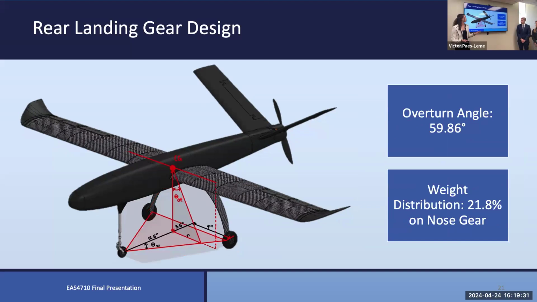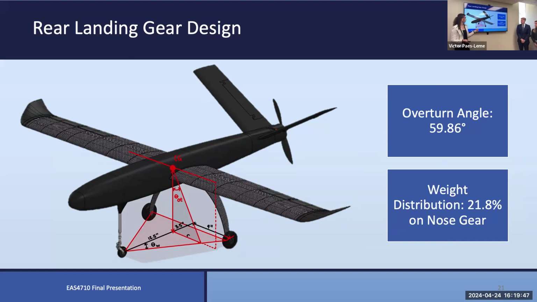Another really important angle is the overturn angle, which is really significant when it comes to taxiing the plane and the turn radius that the plane has. This angle was calculated to be 59.86 degrees. It's pretty close to the 63 recommended maximum. However, it was not an issue for our plane.